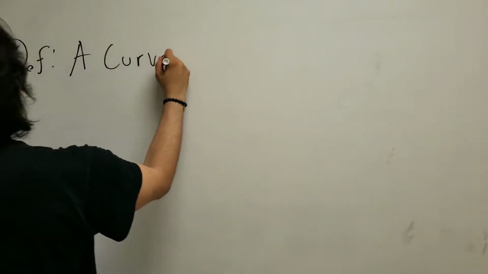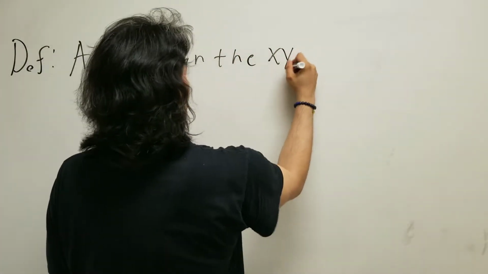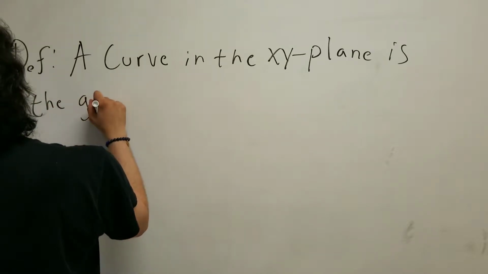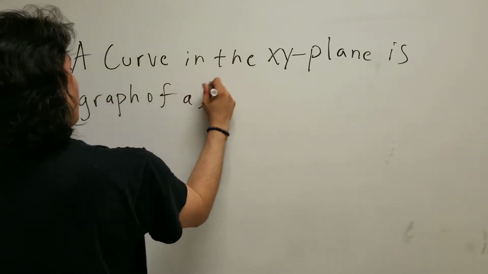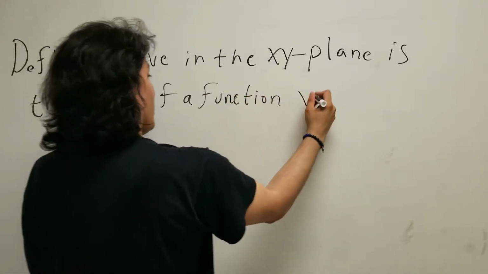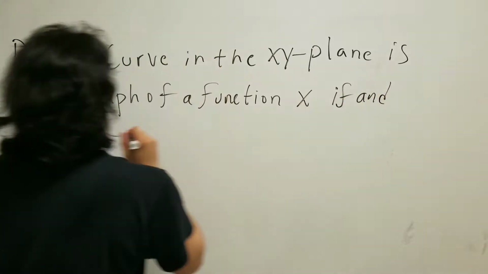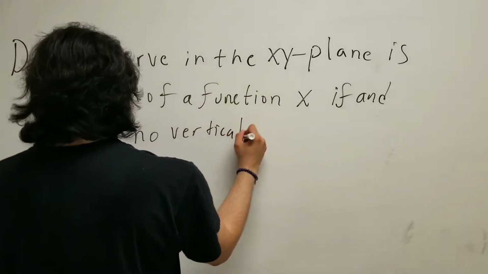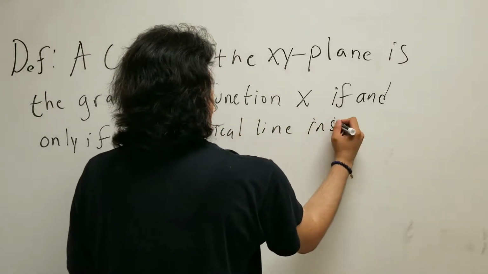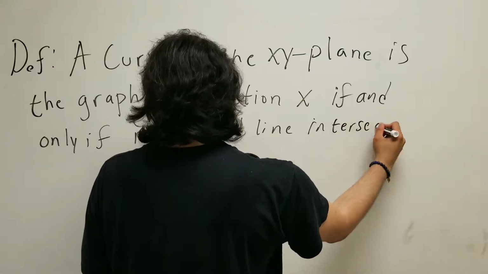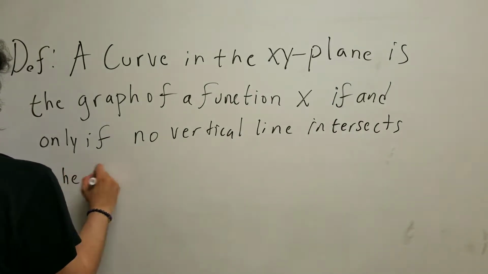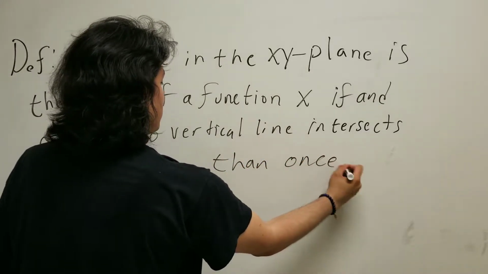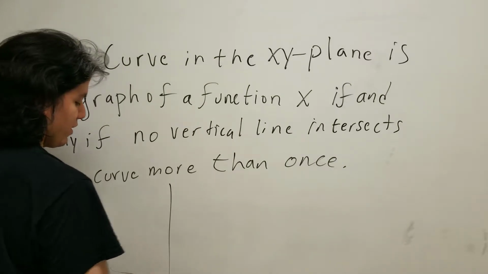It states that a curve in the xy plane is the graph of a function of x if and only if no vertical line intersects the curve more than once. So like I was saying before, so let's say we have this graph here, right?